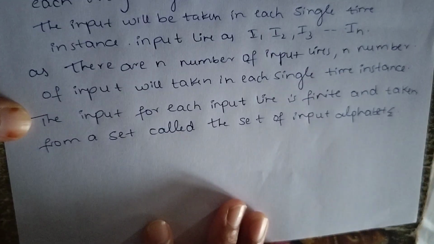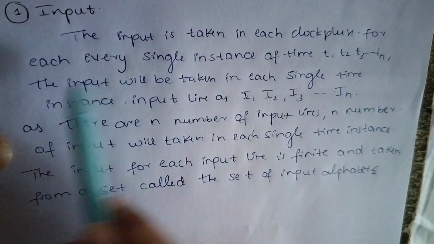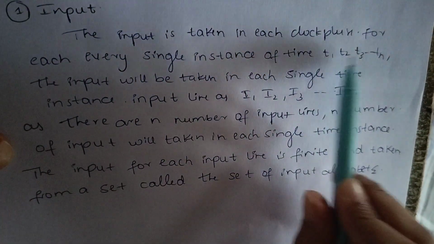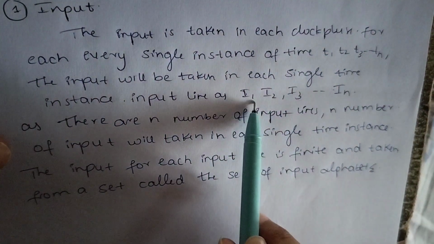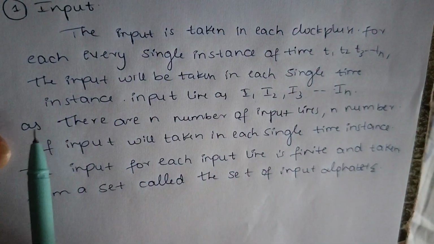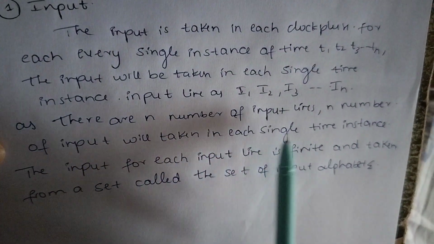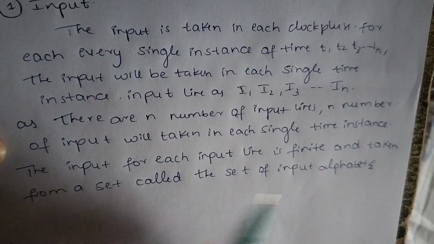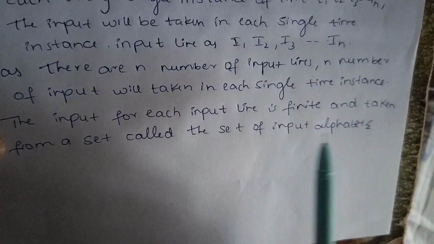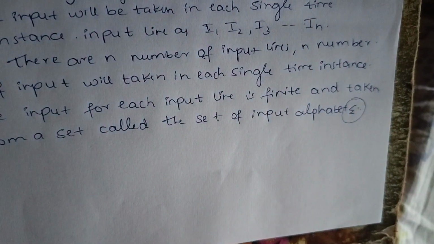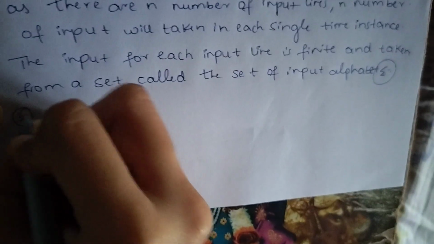Now, as we have seen the theory part of input, the input is taken at each clock pulse for each single instance of time t1, t2 and t3, and the instance of input will be I1, I2, I3 and so on up to IN. As there are n number of input lines, n number of inputs will be taken in each single time instance. The input for each input line is finite and taken from a set called the set of input alphabet, called epsilon.